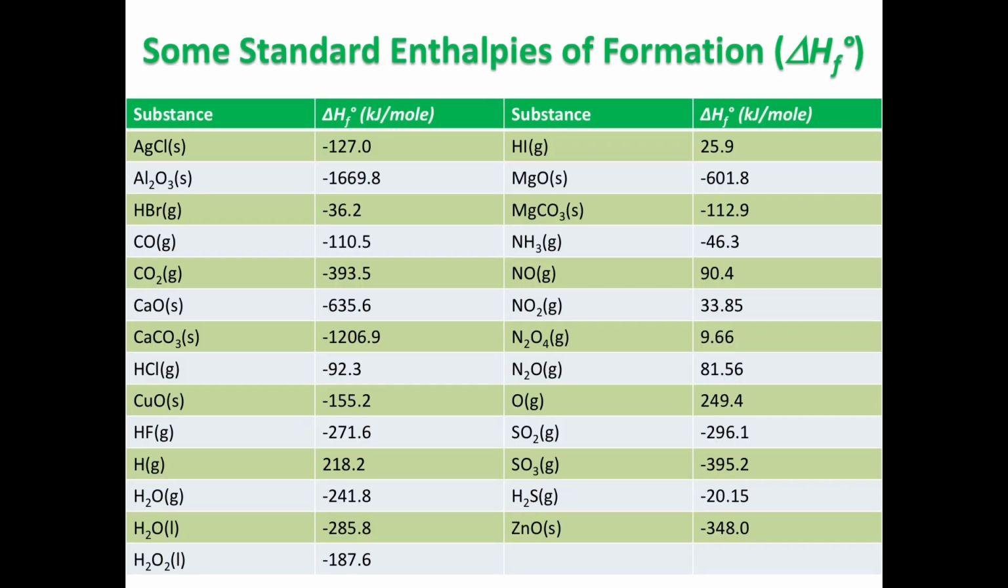This table shows the standard enthalpy of formation for several compounds. There are several things to note about the enthalpies of formation. First, most of the enthalpies are negative, indicating that the compounds are more stable than the elements that they are formed from.